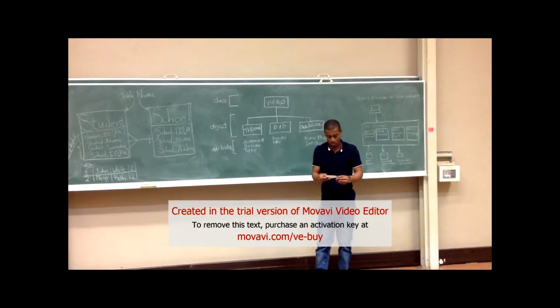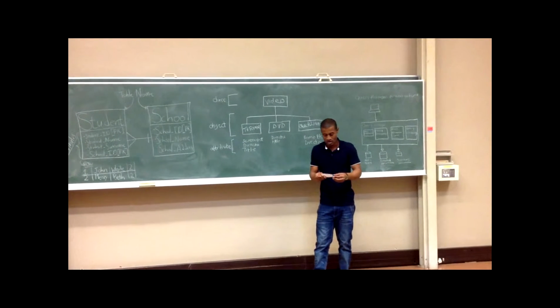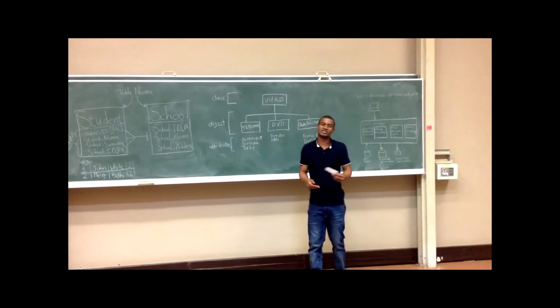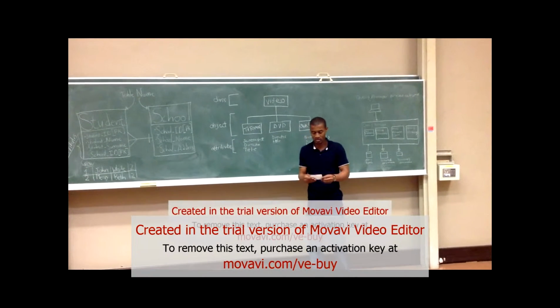Object-oriented databases store objects rather than data such as strings, integers, and real numbers. They are used for object-oriented languages such as C++ and Java.